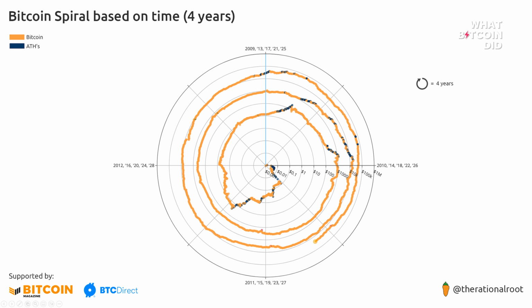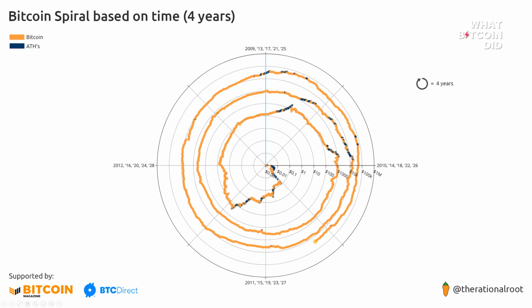But I changed it now. So this one is based on time. Instead of looking at the halvings, here we look at time. The reason that's useful is because, as humans, we think in human time, we don't think in block time. So for market analysis, in general, human time is better, in my opinion.